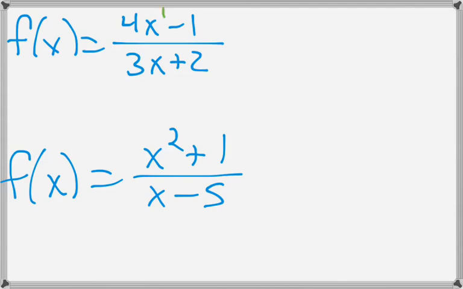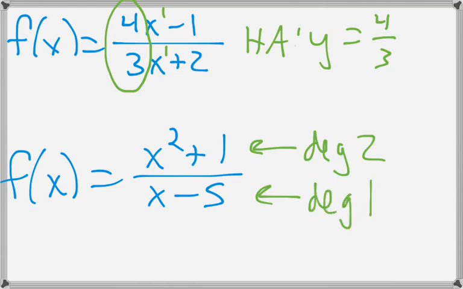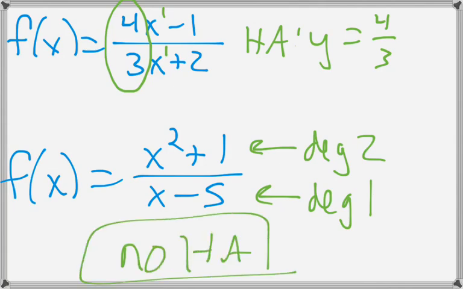Alright, here again we have matching equal degrees, and so we would divide the leading coefficients here. So here the horizontal asymptote is the line y equals 4/3. And then in the last one here, we have a numerator with degree 2 and a denominator with degree 1. So in that case, since the degree of the numerator is larger, we don't have a horizontal asymptote for this function.